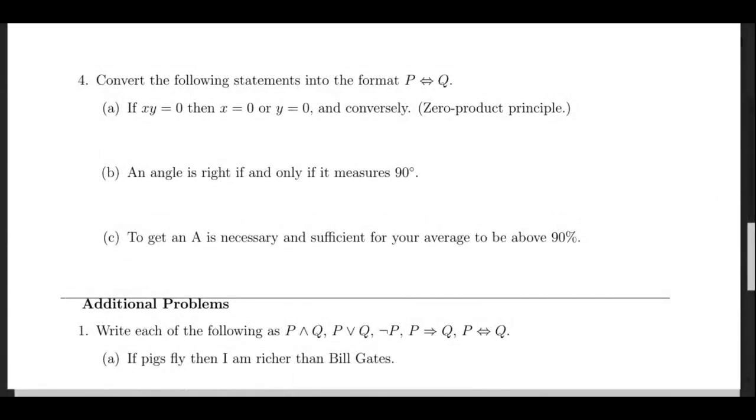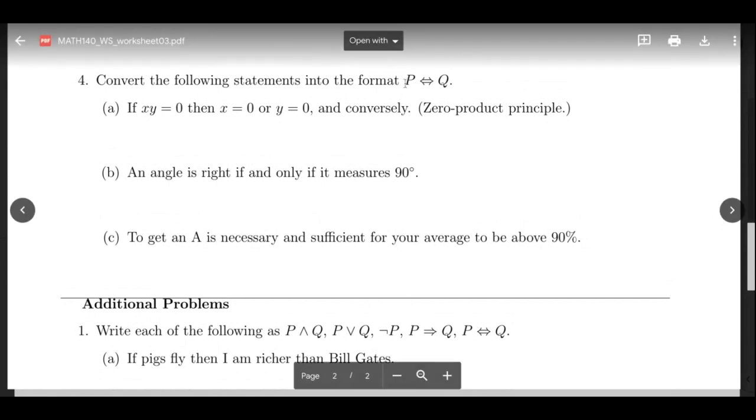4, convert the following statements into format P if and only if Q. That means we can go both directions. If P, then Q. If Q, then P. Okay, so this notation means P if and only if Q. Okay, so logic is useful for mathematical proofs. All right. So I'll give you a couple minutes. Then I'm going to call people.